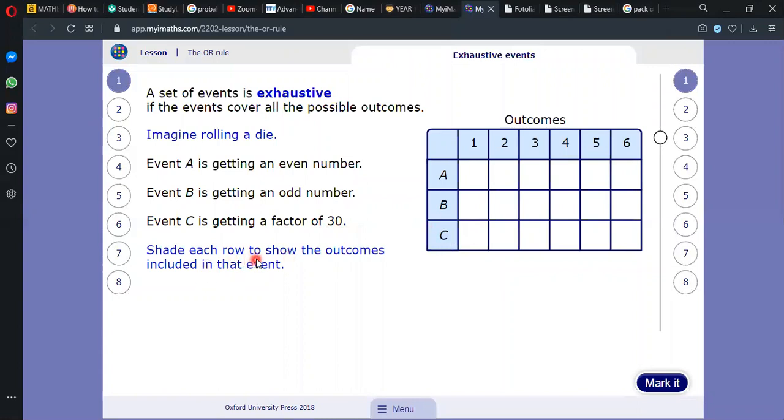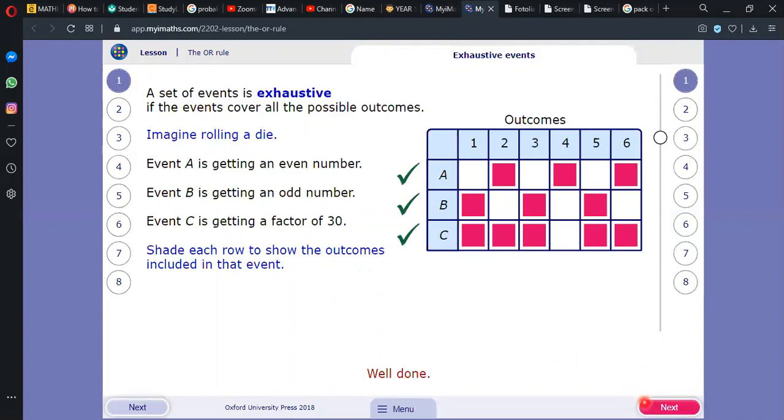Now let's shade each row to show the outcomes included in that event. Since we have event A, getting an even number, 2 is even, 4 is even, 6 is even, shaded. Event B is getting an odd number, 1 is odd, 3 is odd, 5 is odd. And event C is getting a factor of 30. 1 is a factor of 30, 2 factor of 30, 3 factor of 30. 4 isn't, so 5 factor of 30, 6 factor of 30. Okay, let's mark that, all correct. Well done, guys, let's move on.